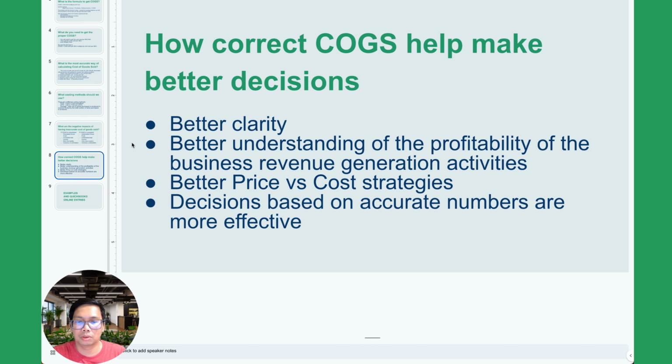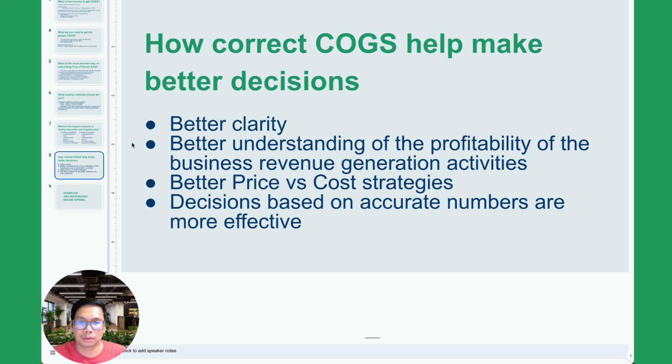Now, how does correct cost of goods sold help make better decisions? One of the biggest costs in every e-commerce business is cost of goods sold. So we need to get it accurately so you can understand your business better. These are the benefits of having correct cost of goods sold. Number 1, better clarity, which means you will understand better and see clearly the results of operations and the performance of your e-commerce business. Number 2, better understanding of the profitability of the business revenue generation.